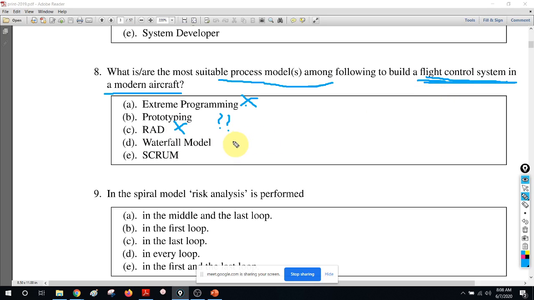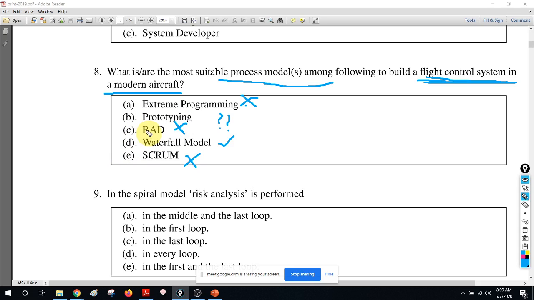Next one, waterfall model. Yes, for this kind of thing we want to do things in a very systematic way. We don't care much about the time spent because it's a very critical system. I will go for waterfall for this kind of system because the customer is not asking for quick releases, as he is not going to use this unless it is 100% done. No one is going to test your half built flight control system in the real world. So I will go for waterfall, yes. Scrum is again something like extreme programming, very agile development where we give quick releases. I don't want to go for that. So I'm not sure whether B is an answer or not, but D is the answer. Now let's see the answer sheet.